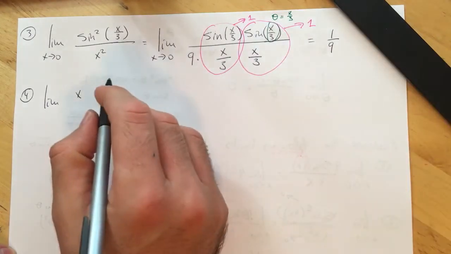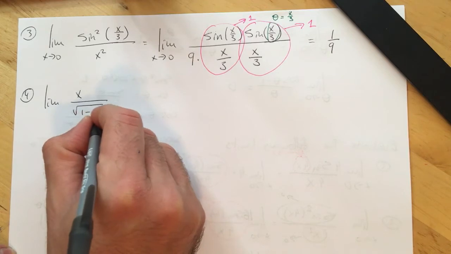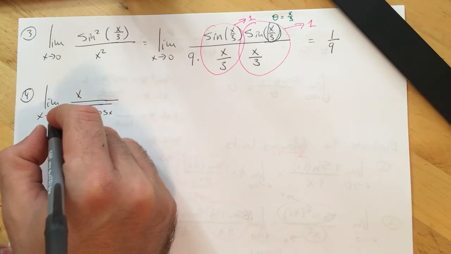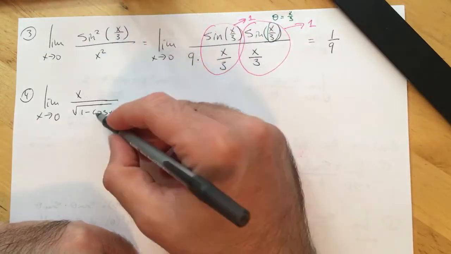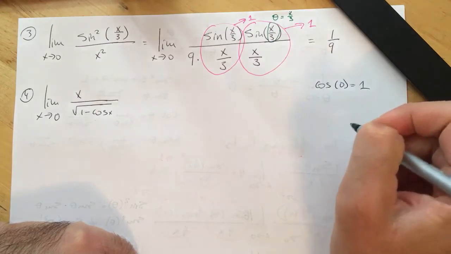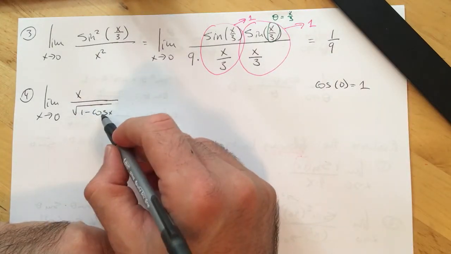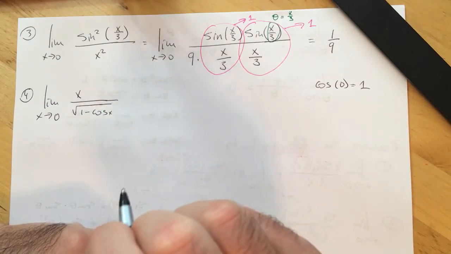If we have a limit, this is a slightly more complicated problem. The limit of x over the square root of 1 minus cosine of x as x goes to 0. Okay, use direct substitution. Now cosine of 0, please be careful, cosine of 0 is 1. Under the square root I have 1 minus 1, which is 0, so 0 in the denominator, 0 in the numerator, I have 0 over 0.